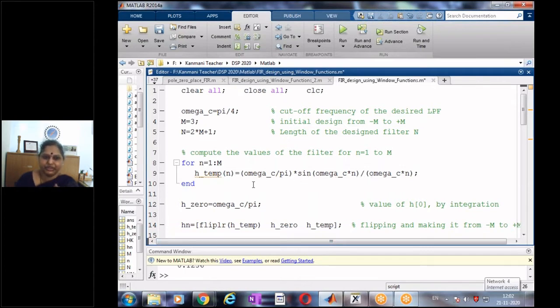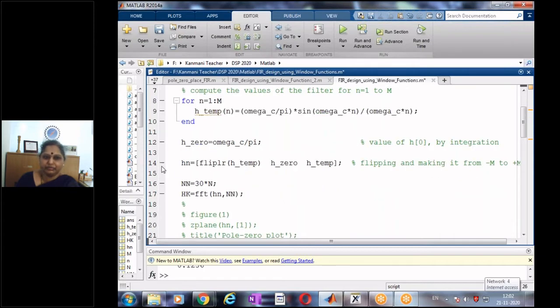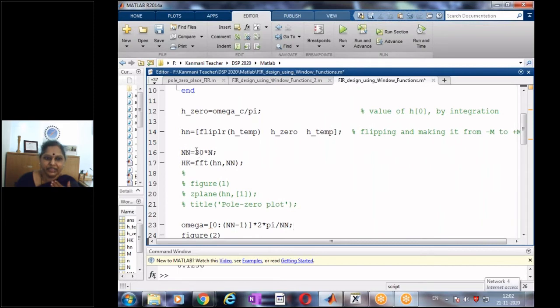This is my computation, and I compute the value of h(0) separately, omega c by pi, and then I flip it to get the first half. Then I have the h(0) and then the function. So finally I have my impulse response h(n) of my designed filter here. I'm taking a large value of N and computing the FFT, because FFT is easier. Of course, it's a two-method approach. So let's use the FFT method of computing the frequency response of the designed filter.